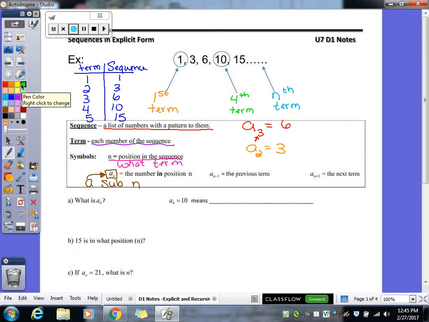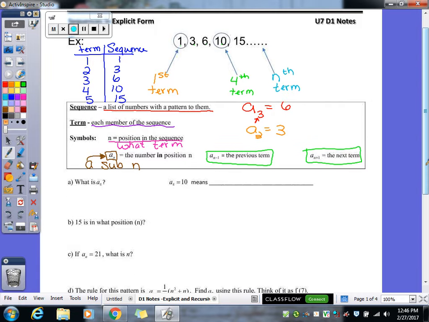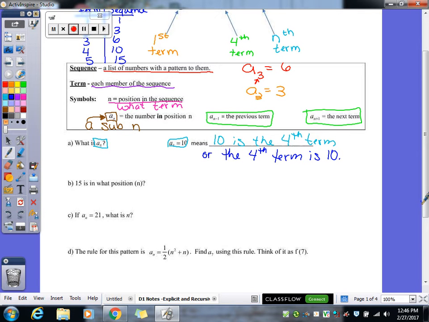Now there's a couple of other notations here. We're going to deal with these in a couple of pages. A sub n minus 1 refers to your previous term. A sub n plus 1 is your next term. As I said, we'll deal with that in a little bit. Still dealing with that same sequence we have up above, what is a sub 4? 10. If you are asked to write that in words, a sub 4 equaling 10 means that 10 is the 4th term, or the other way you could write it is the 4th term is 10. It doesn't matter which order you say it in, it means the same thing.